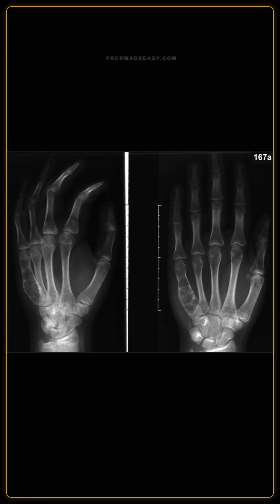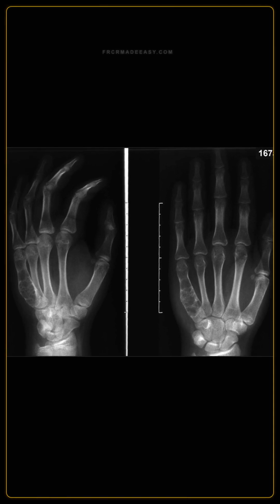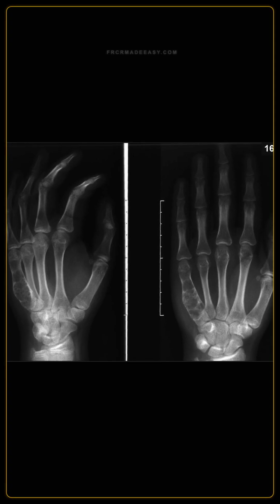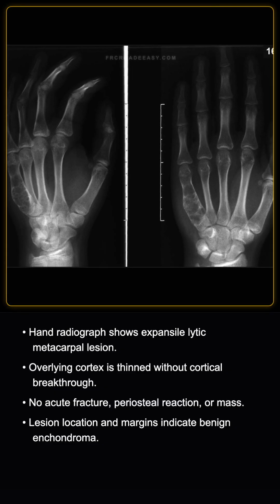A young male presents with acute pain following a fight. I am showing you the radiograph of the hand. Describe the findings. Okay, assessing the provided imaging.